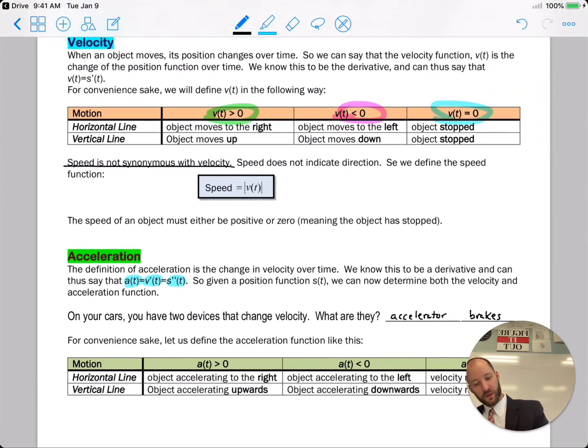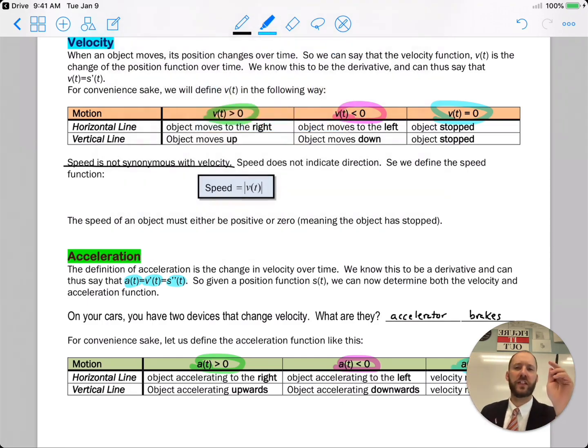As before, looking at horizontal versus vertical, when your acceleration is positive, you're accelerating to the right, or you're accelerating upwards, so you're moving faster to the right, faster up. If your acceleration is negative, you're accelerating to the left or downwards, so you're moving faster in the left direction, faster in the down direction.